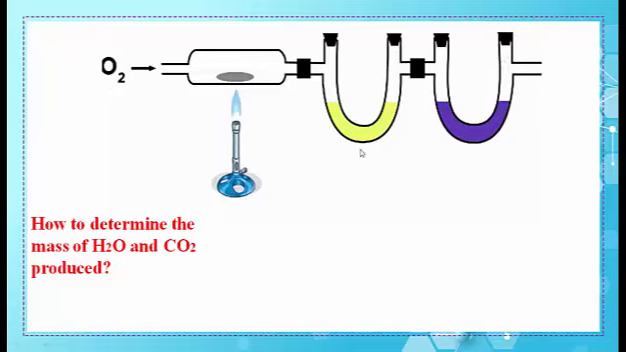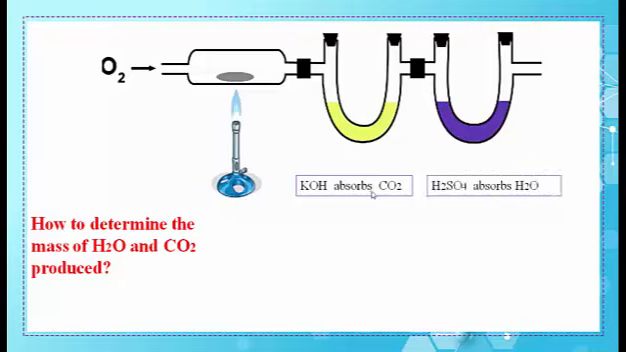Now, how to determine the mass of water and carbon dioxide produced? We said that KOH absorbs CO2 and H2SO4 or CaCl2 absorbs water. Before the experiment, the mass of the second U-tube was 4.02 grams, while the mass of the first U-tube was 2.86 grams. After the experiment, the mass of the second U-tube increases to become 4.55 grams, and the mass of the first U-tube increases to become 2.97 grams.